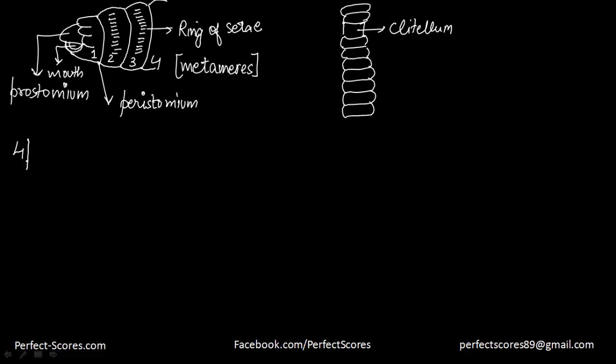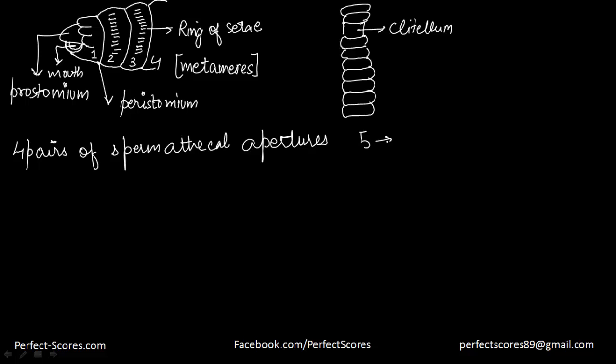Now remember, there are 4 pairs of spermathecal apertures. That means total 8. So let me write it down here. Now these are situated on the ventrolateral sides, and they are present from the 5th to the 9th of the segments.